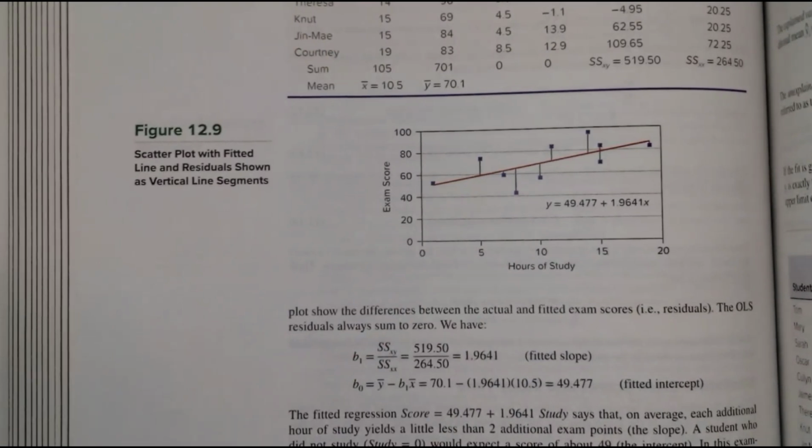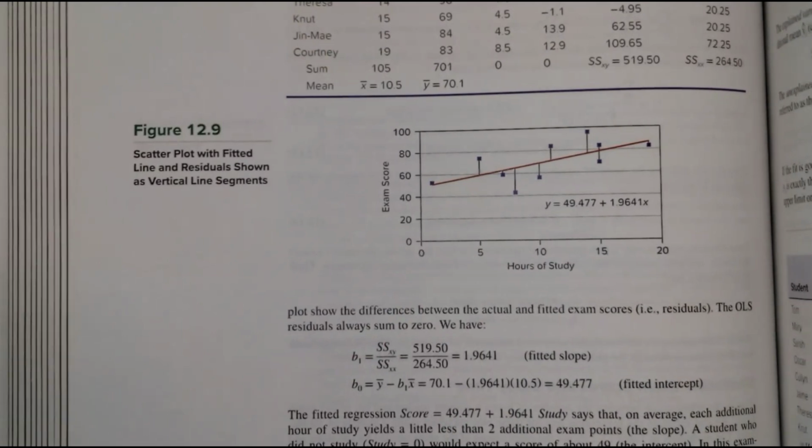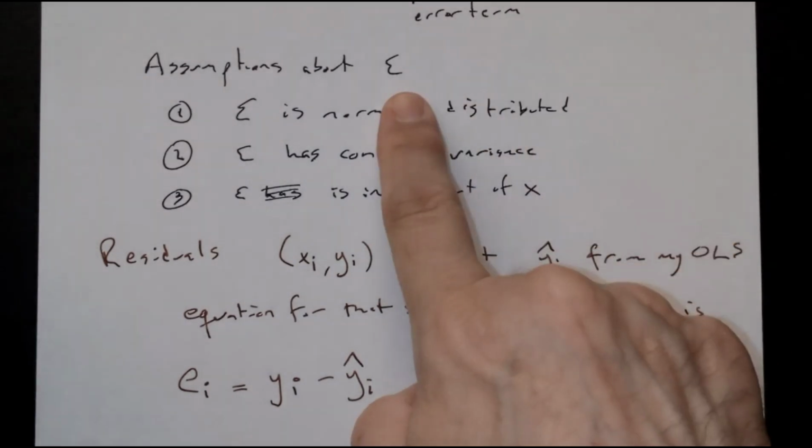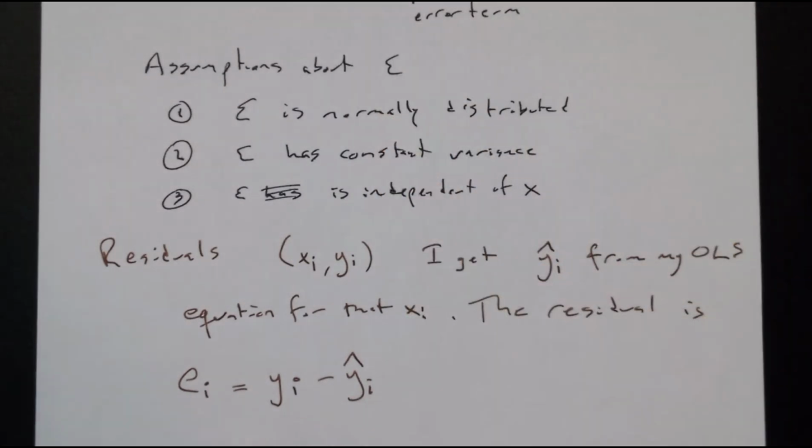Make sense? So here's my question. Since I can't observe this directly, how does observing this set of residuals help me? It turns out there are some easy visual clues to determine whether or not my assumptions are valid.